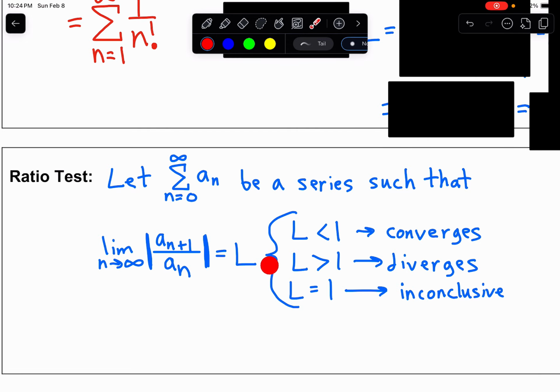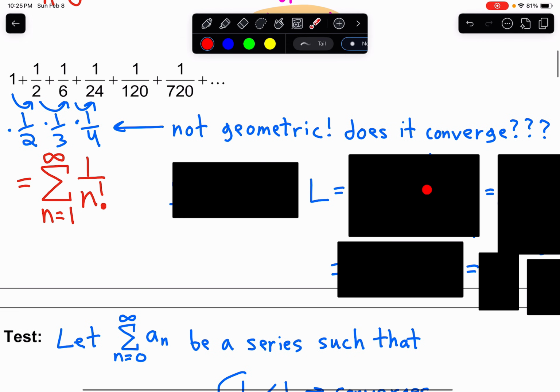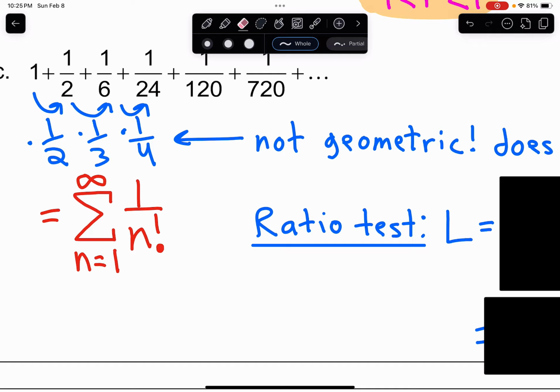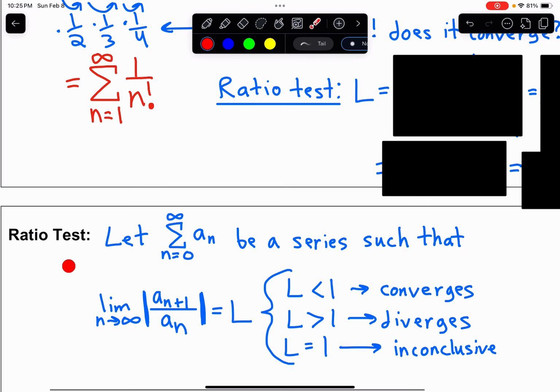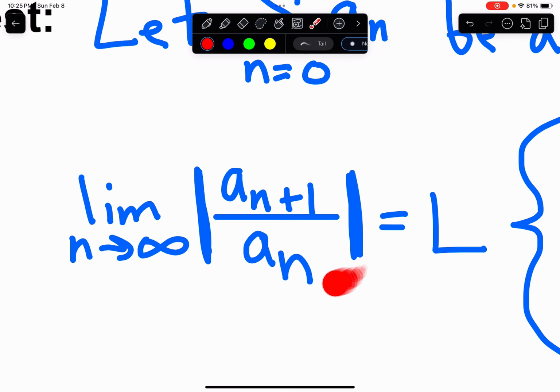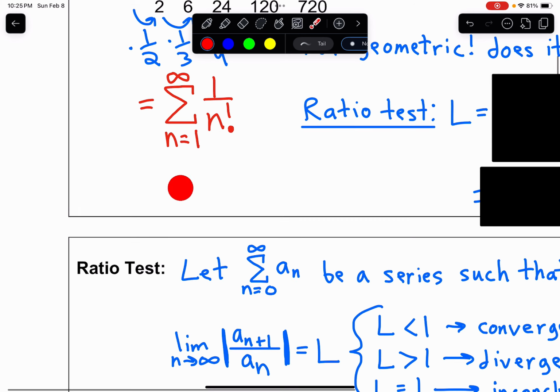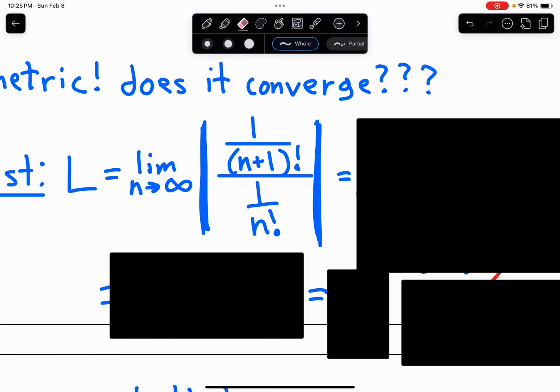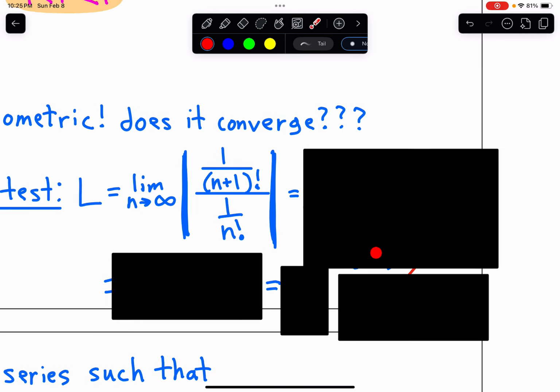Okay, so if we go back to opener C here, what we can do is do the ratio test for this series. When we do the ratio test, we are doing this limit. That's what we're going to apply to this series right here, 1 over n factorial. We must have limit notation in our work, something I'm definitely looking for in your work. a sub n plus 1 is the next term in the series, so 1 over n plus 1 factorial divided by 1 over n factorial.